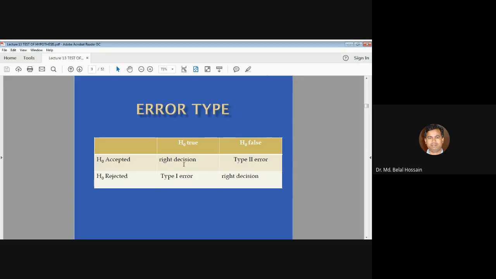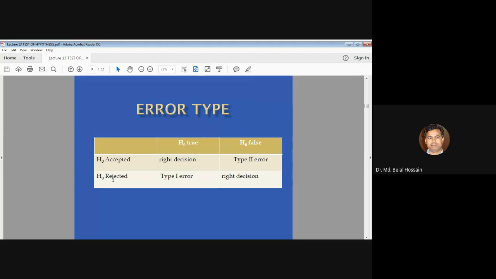So when we go to this cell, you see this is null hypothesis true, null hypothesis accepted. So this is a good decision, right decision. Again, when null hypothesis is false, we are rejecting it. This cell is actually a good decision, right decision. But what is the type 1 error? When null hypothesis is true and you are rejecting it.